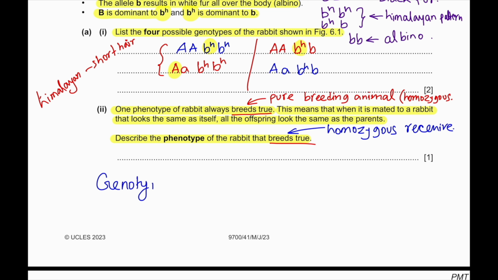So the genotype for homozygous for the hair length, for the fur length, is small a, giving long fur. And for the albino part, it will be small b. So it will have long fur and it will be albino.